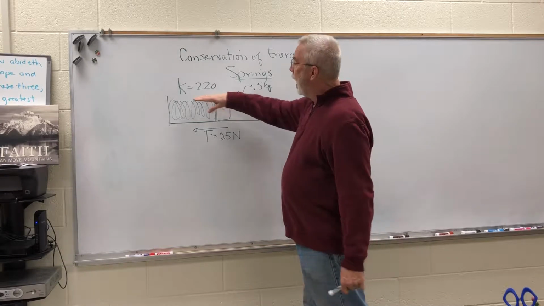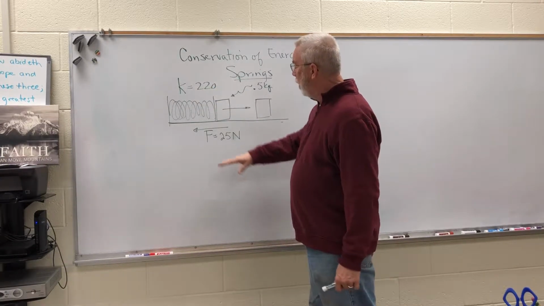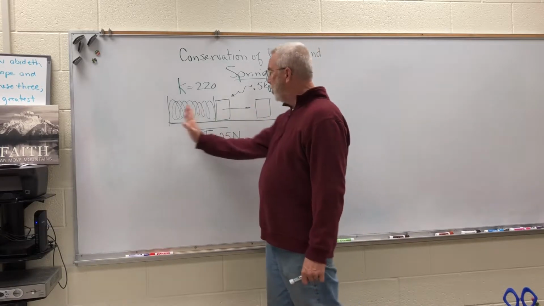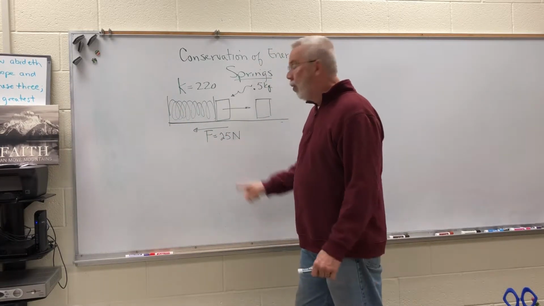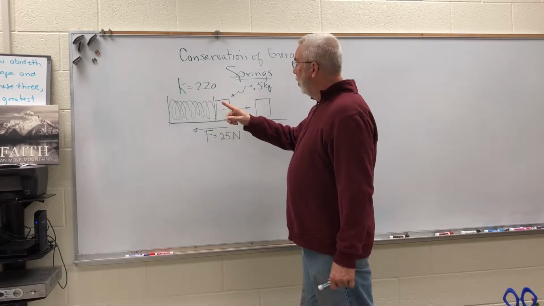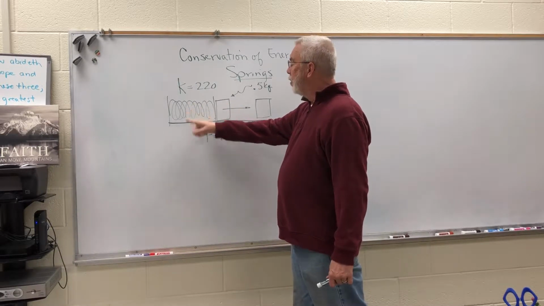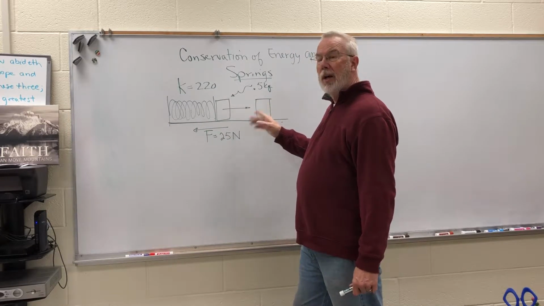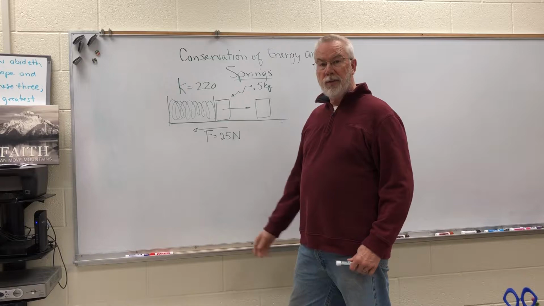And the K value for the spring is 220. And we're applying a force initially in the direction to the left of 25 newtons. And what we're trying to find out is, how is the energy in the spring going to be related to the velocity of the block after the energy has been transferred?